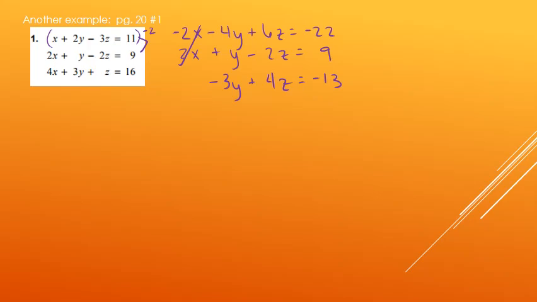So when we rewrite this, it'll be -2x minus 4y plus 6z equals -22. Right now, the bottom equation, I'm going to leave it just like it is. All right, so now when I add down, these cancel out. I have -3y plus 4z is equal to -13.